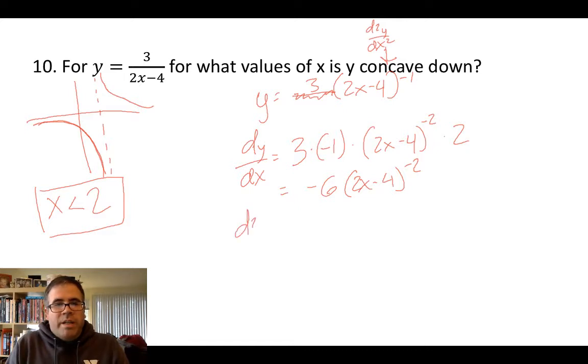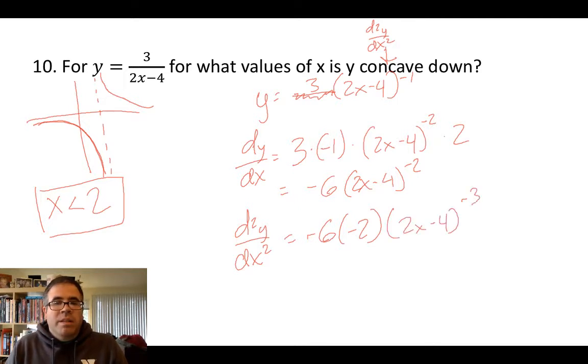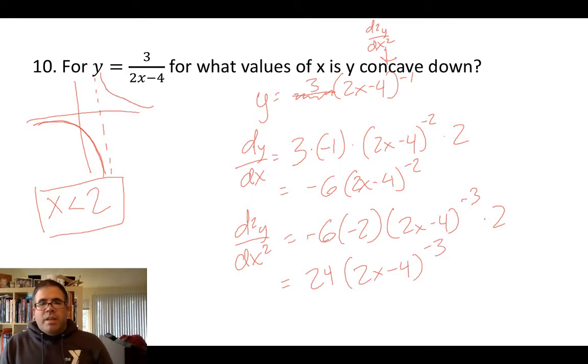The second derivative of y in terms of x is going to equal negative 6 times negative 2 times (2x minus 4) to the negative third power times another 2, again from the chain rule. So all of that is to say that equals 24 times (2x minus 4) to the negative third, right? And now we did that, and now what do we want out of it? We want to know when this, if we're looking for concave down, is less than 0. Well, if we're worried about when that's less than 0, then the 24 doesn't matter at all.